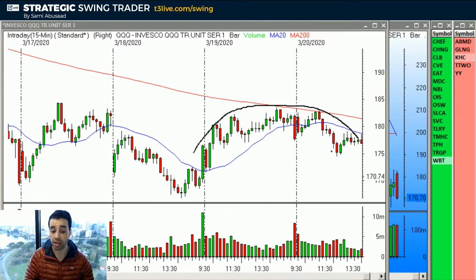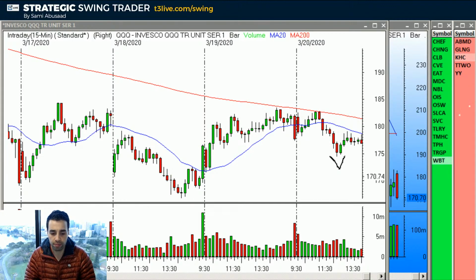When the resistance above is greater than the support below, the odds of a move lower to the downside are very, very high. So again, look at the top that we created, a big rounding top, and look at the support. Where's the support? It's the pivot low. That's the support. There's no other support all the way down to here. So I went over this and said if the resistance above is greater than the support below, the odds of a move lower are very, very high. And so that was the setup: short, stop, and I took it as a hedge.